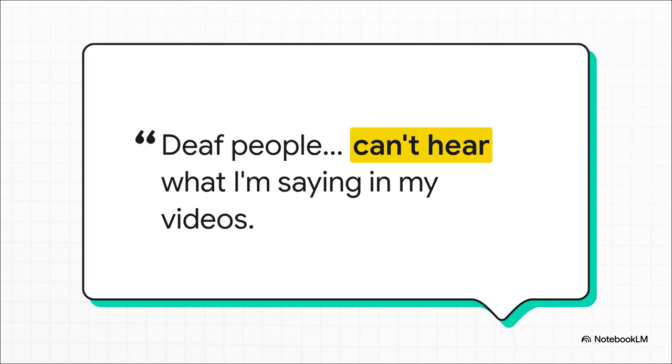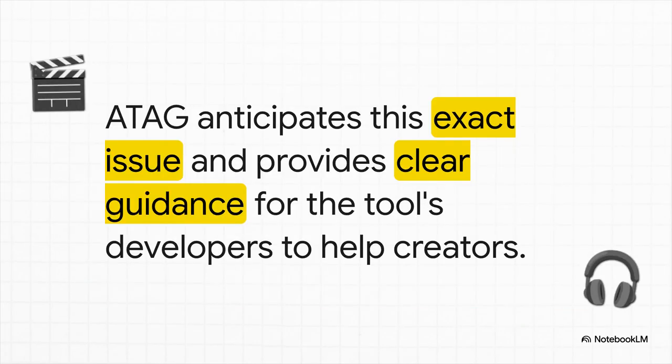This is Daxo. He owns a repair shop and loves sharing video tips. He wants his deaf customers to be able to watch them, but he has no idea how to add captions. And his video tool? It doesn't offer him any help at all. And look, Daxo's a mechanic, not an accessibility pro. He shouldn't have to be. And that's exactly what ATAG is for. It provides guidance so developers can build tools that help out creators just like him.